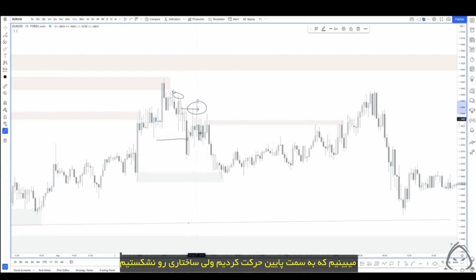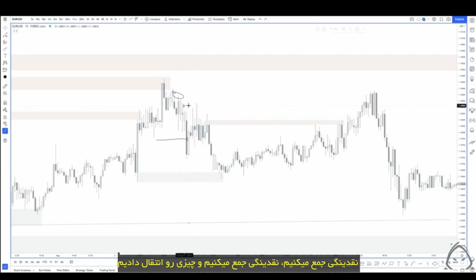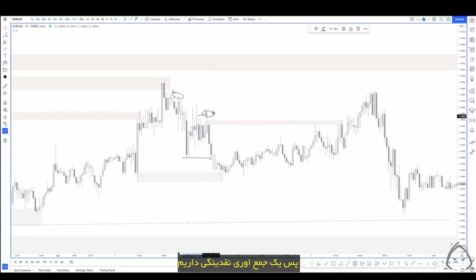What we can see is we do move to the downside, but we don't actually break any true structure. We sweep liquidity, so let's just move that. We sweep liquidity, and we've mitigated something. And then what we can see is price mitigates this wick. We break structure, and then we create a supply zone. So we have sweep of liquidity, we have a mitigation, we have a sweep of liquidity, we have a mitigation of this, and then we have a break of structure.